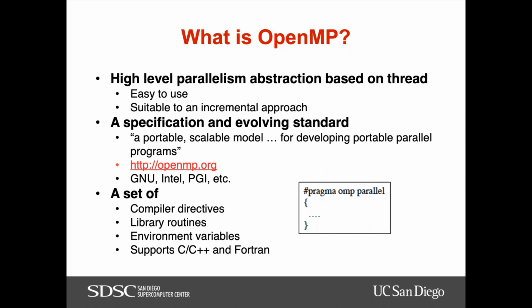So what's OpenMP? It's a high-level parallelism that's based on threading. It's quite easy to use because you can start with a serial code and incrementally change pieces of it to become parallel. You can take the part of the code that's taking the most time and see if you can make that parallel first, and then work your way backwards into getting a fully parallel code. You can do this incrementally mainly because it's in a shared memory kind of setup.